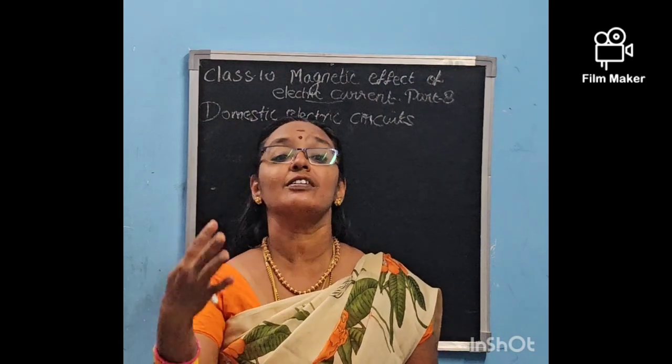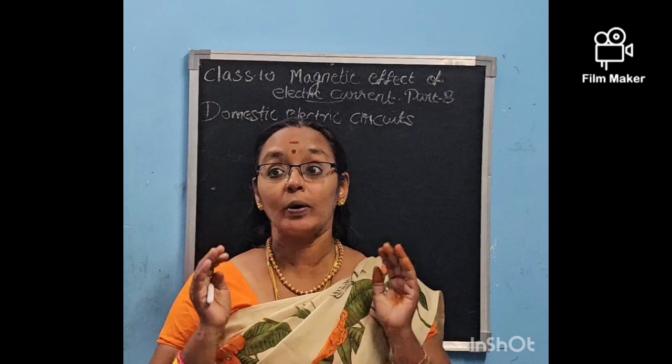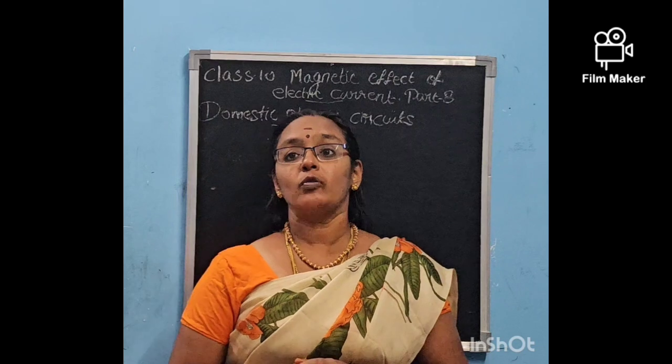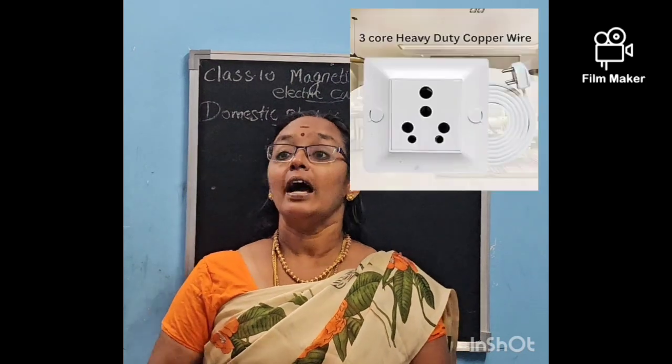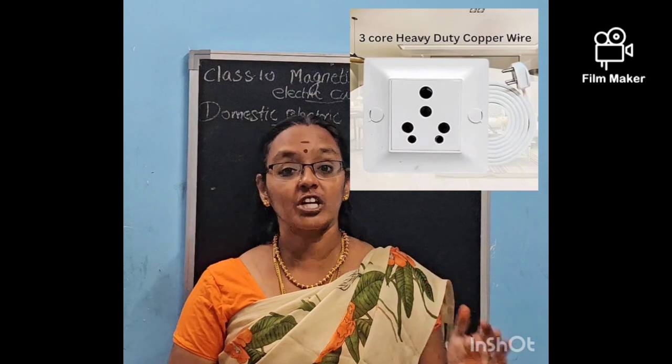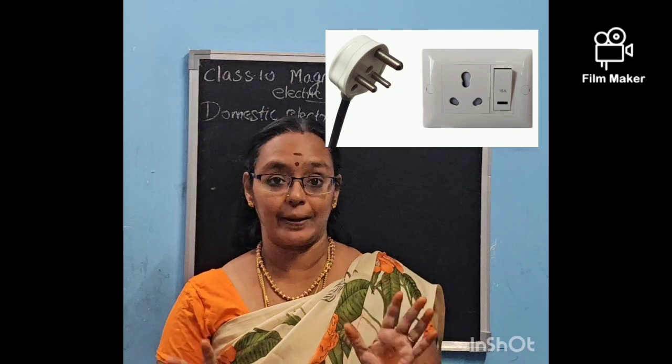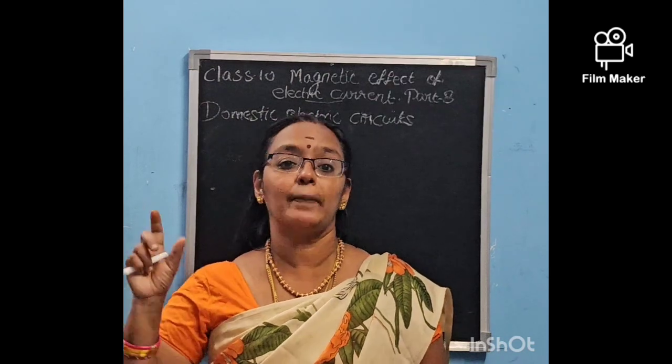Then the second is the power circuit. Power circuits are the ones which need more electric current, say 15 ampere. For example, geyser, AC, washing machine, fridge. These appliances draw much more current. So a 15 ampere connection is there. That is called the power circuit.